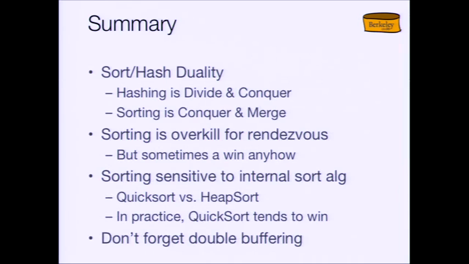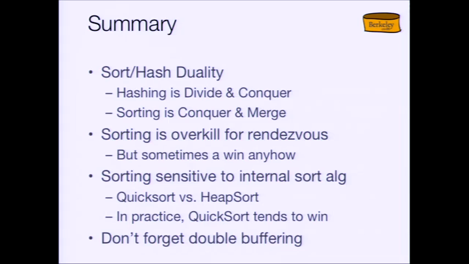So summary, you should understand not just the sorting and hashing algorithms, but if you really understand that duality and you can explain it, then you probably understand the I/O patterns, which means you really understand what's going on. You should also be able to understand and generate those cost formulas and the memory requirement formulas for 2-pass, 3-pass, etc. All right. Point out, sorting is overkill for rendezvous, but sometimes it's faster than hashing anyway.